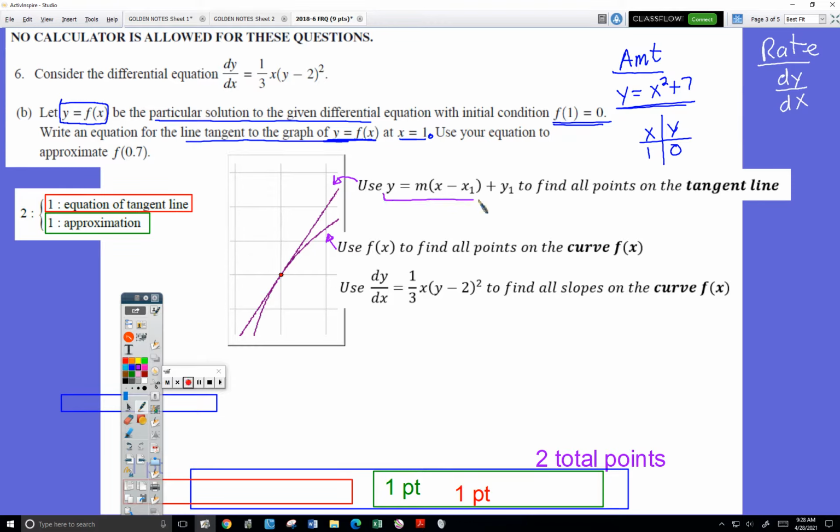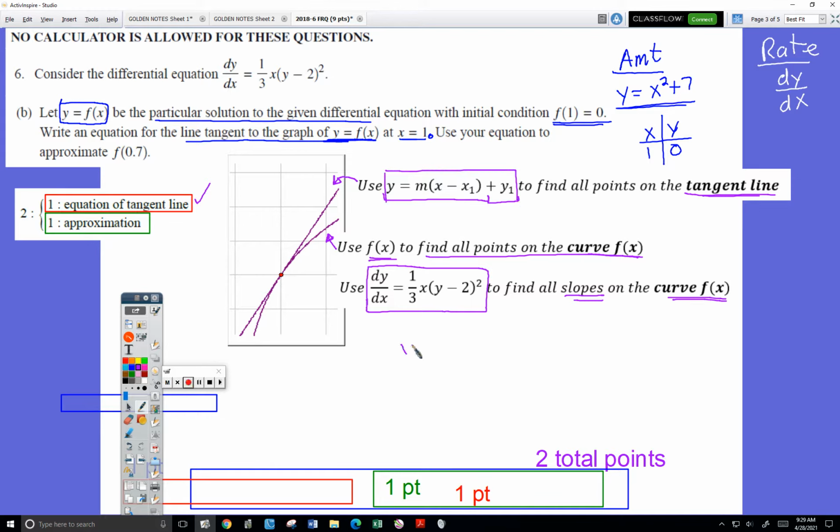I use this equation to find all the xy pairs on that tangent line. I can use the equation f, which I don't have yet, to find all points on the curve. And I can use my rate equation, which I do have because they gave it to me, to find all the slopes on the curve f. So I need to find the equation of a tangent line. That's what it said, write the equation of a tangent line. So I've got to write this.